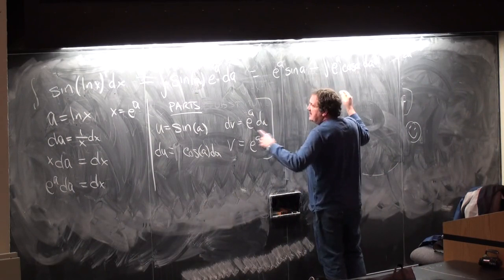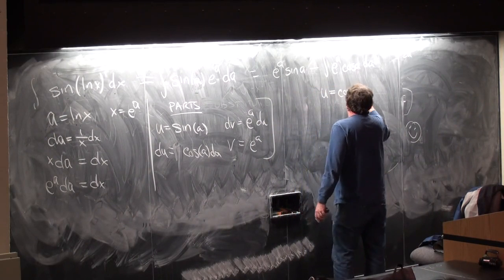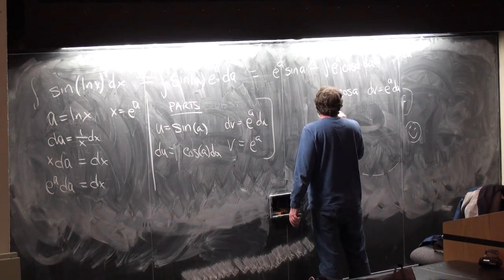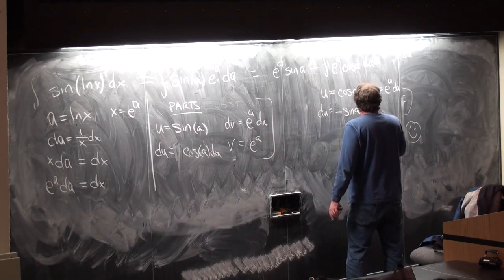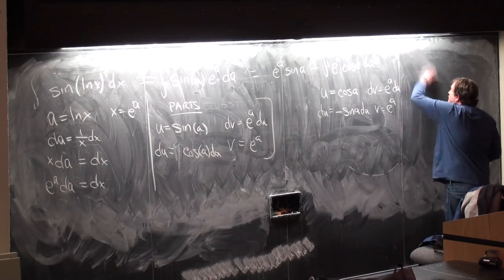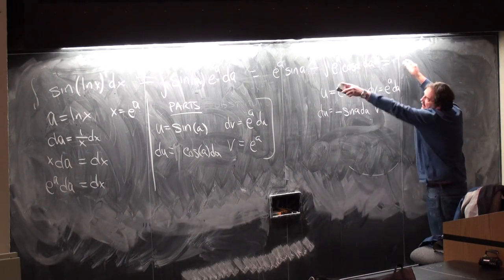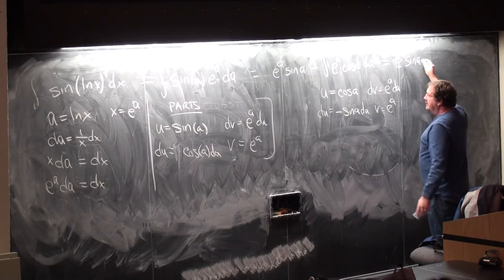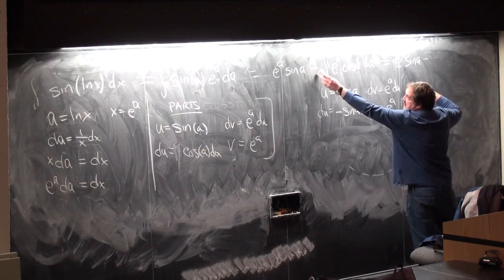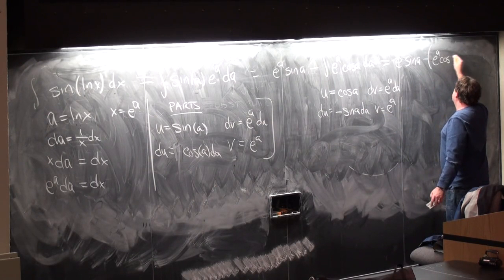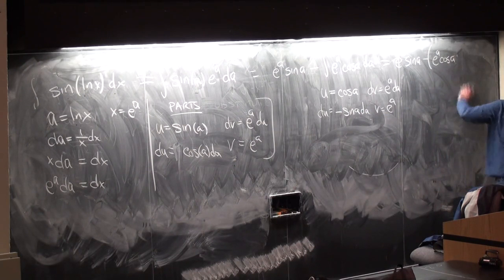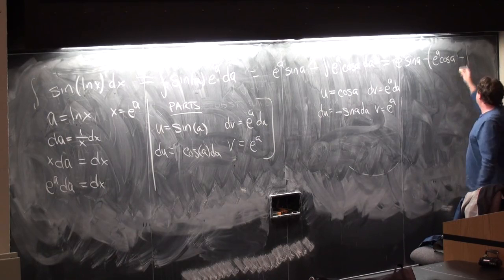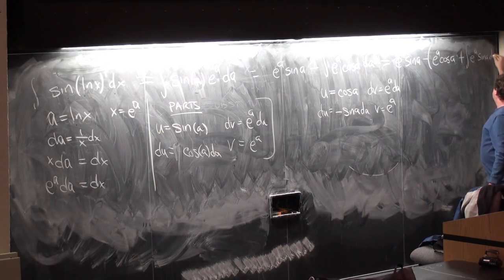Okay, so this time we do the same trick. We take u to be the cosine, and dv to be e to the a dA, and so du is now the minus sine, and v is e to the a. So this equals e to the a sine a from before, and then this time I pick up another e to the a cosine a, but it's negative because I'm subtracting. And then I have an integral left over, which is minus a minus, so it becomes a plus, of e to the a sine a dA.